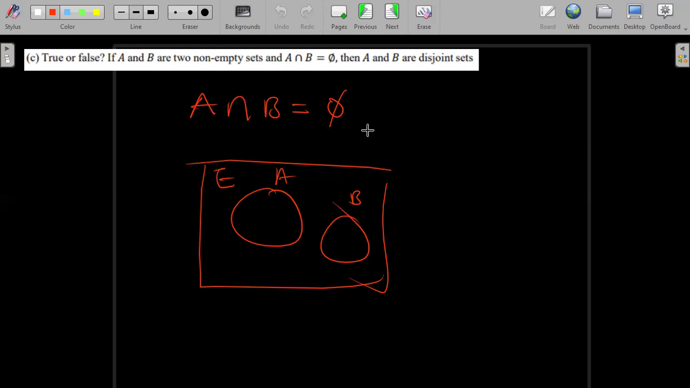So I will take it that I don't know. So this here is going to be true. If these conditions that have been given are satisfied, then the sets are going to be disjoint. So this statement is a true statement. It's going to be true.